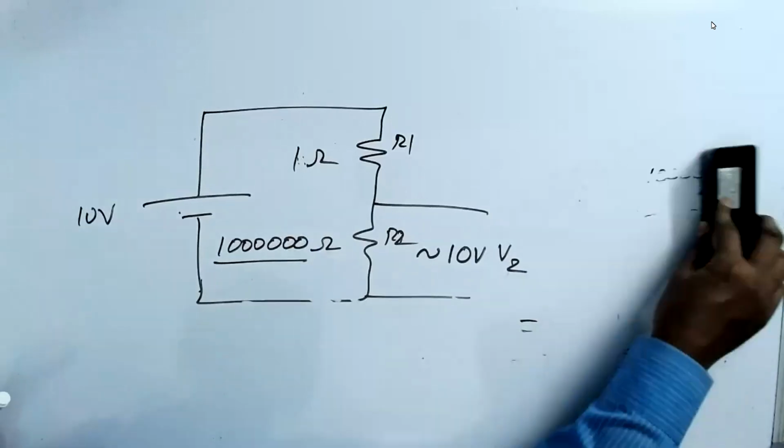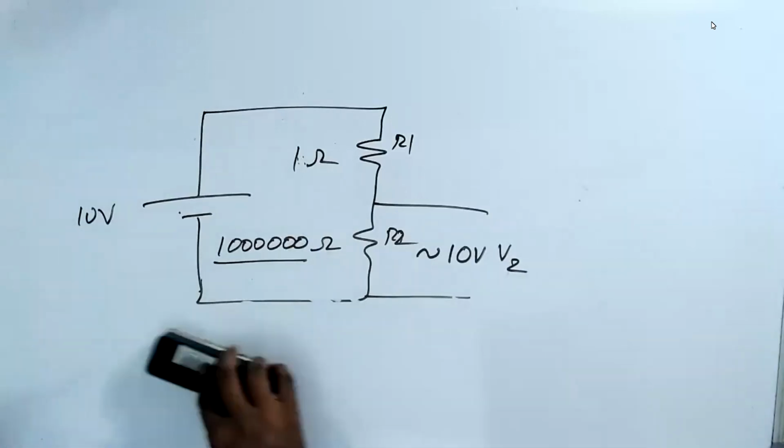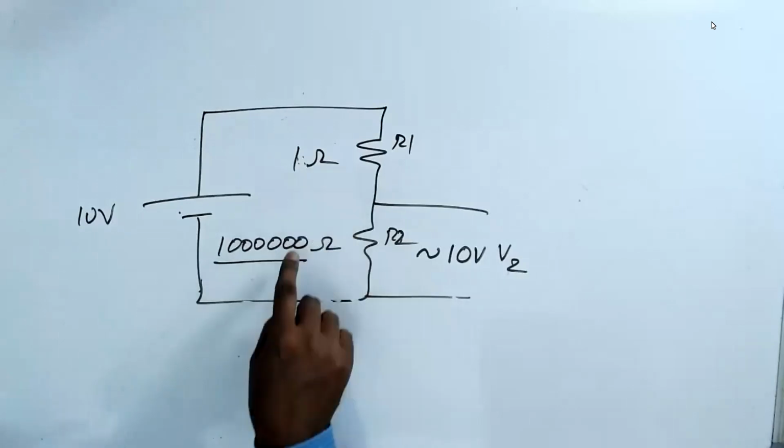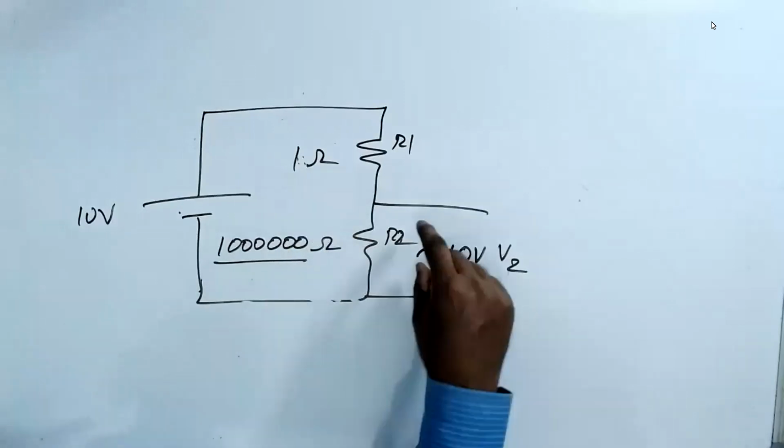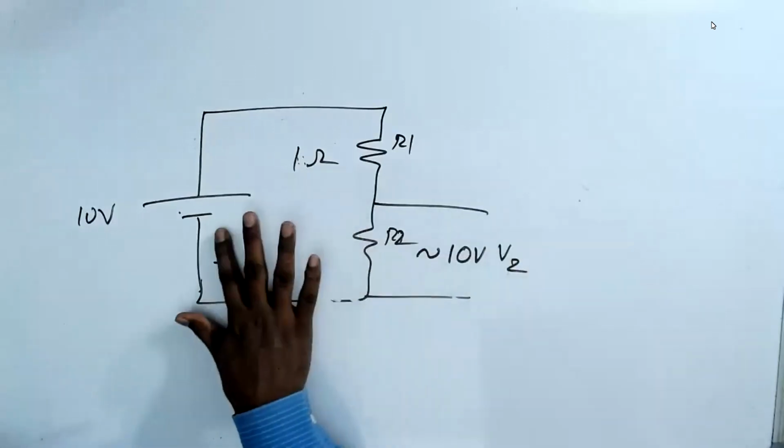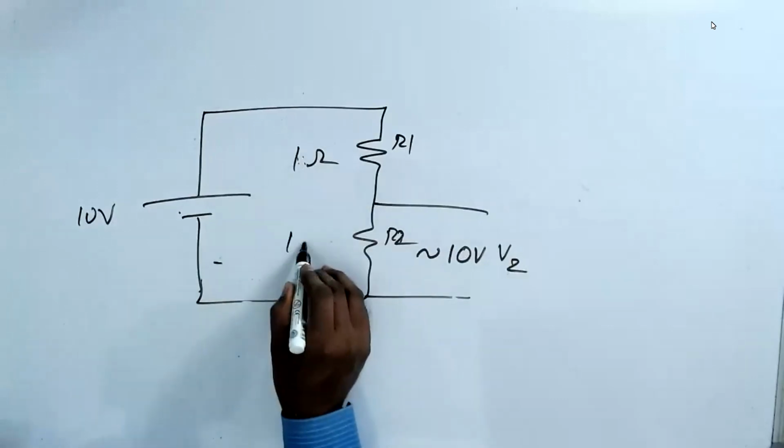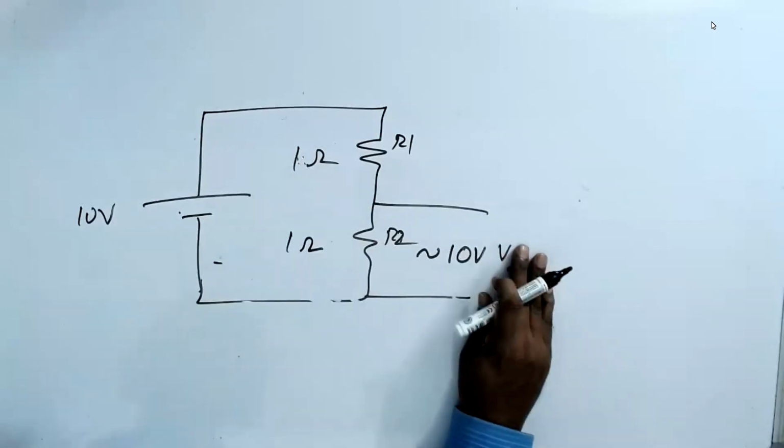Now let us make one simple point here. If we keep on increasing the resistor here, the voltage keeps on increasing. If we put here 1 ohm, then that is 5 volt.